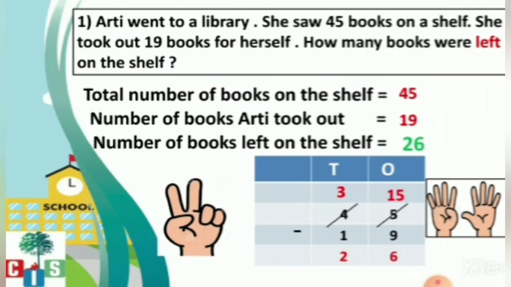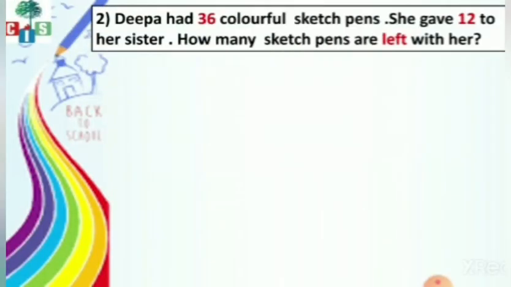Now let's move to the next slide. And let us read the question. Deepa had 36 colorful sketch pens. She gave 12 to her sister. How many sketch pens are left with her? So, Deepa had 36 colorful sketch pens. Then she gave 12 to her sister. So, how many sketch pens are left with her? We have to find out. So, let us start.